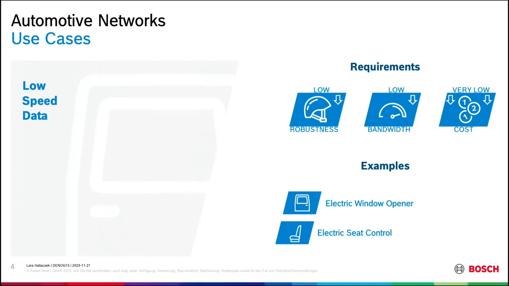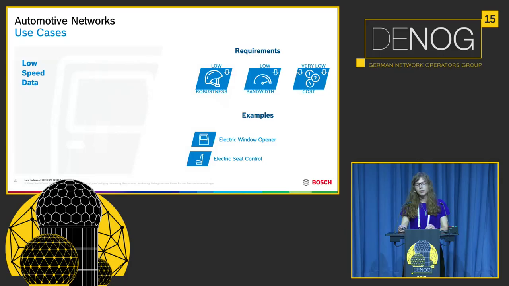Another use case would be low-speed data, for example, for electric window openers or electric seat control. Robustness is not that important here. We don't have high bandwidth requirements, but it should be very, very low cost to keep the prices cheap. Another use case would be infotainment. Here we have audio or video streaming or navigation systems. This requires a lot of bandwidth, about medium robustness, and as always, low cost.